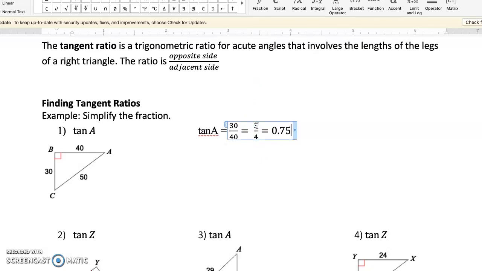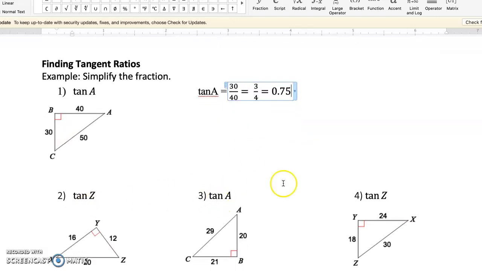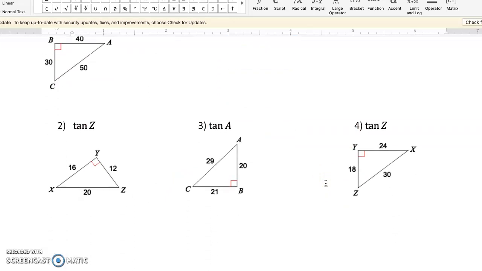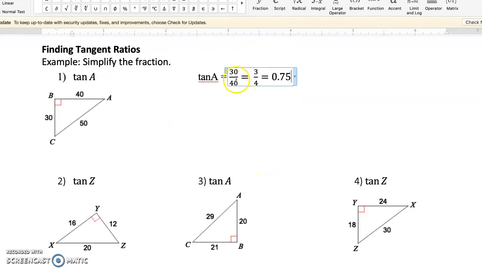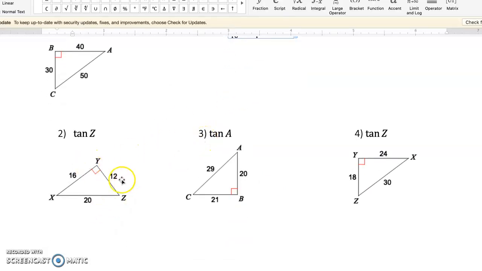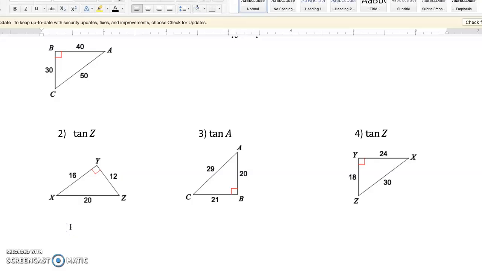Now, I don't have to worry about rounding off to the 10,000th place. We're going to do that for the remaining few examples, the 4 decimal spot or the 10,000th place. So in the other example, since the numbers don't work out as nicely as 3/4, we're going to be dealing with the tangent of angle Z. So in this example here, the tangent of angle Z is going to be equal to the opposite side, which is 16, over the adjacent side, which is 12.